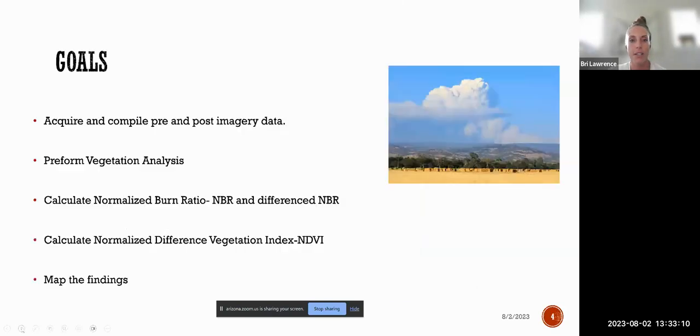My goals for this study are to acquire and compile pre- and post-fire imagery data, perform vegetation analysis, calculate the normalized burn ratio, or NBR, and the differenced NBR. Also to calculate the normalized difference vegetation index, NDVI, and map all of my findings. And here's a little picture of the smoke itself from the Dixie Fire.